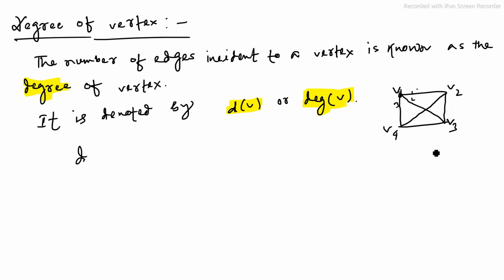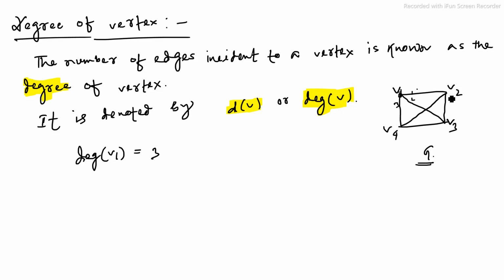In this graph, suppose this is G. In this graph, the degree of vertex v1 is 3 because three edges are connected with the vertex v1. That is, three edges are adjacent with the vertex v1. That's why the degree of v1 is 3.